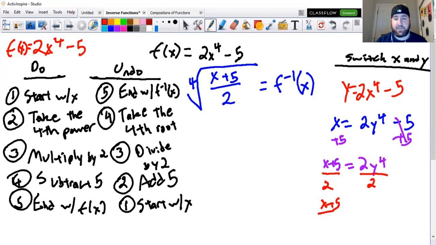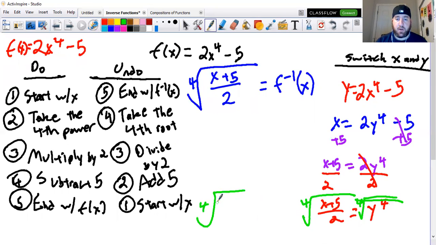So, all right, divide by 2, which again was the next step that we did. So x plus 5 divided by 2 equals y to the fourth power. And then lastly, I take the fourth root, since the fourth power and fourth root cancel out. I do it over here as well. I'm going to rewrite it over here just so I have room. Take the fourth root was the last thing I did. So the fourth root of x plus 5 divided by 2 is equal to y.